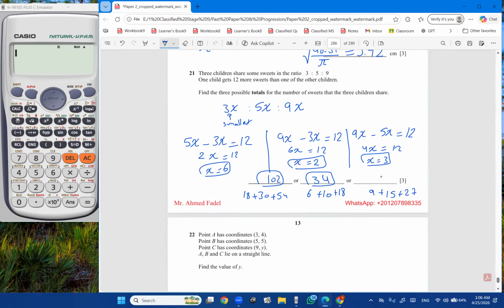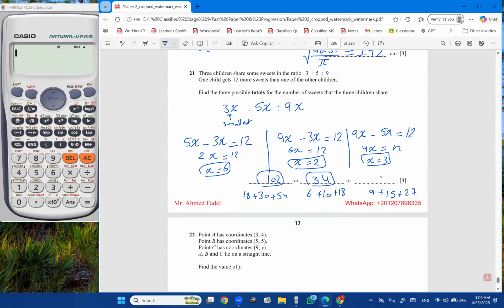Point A has coordinates 3, 4. Point B has coordinates 5, 5. Point C has coordinates 9, y. A, B, and C lie on a straight line. If they lie on a straight line, then you can find the equal jumps because they are straight on a straight line. So let's imagine that this one over here is the straight line.